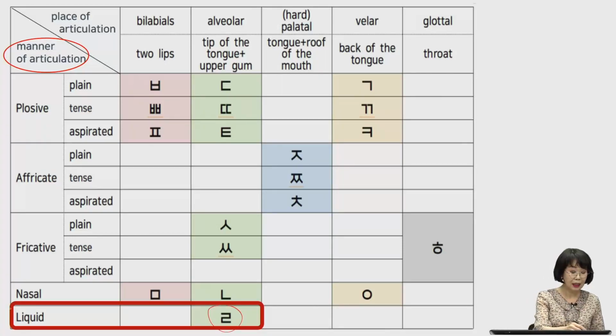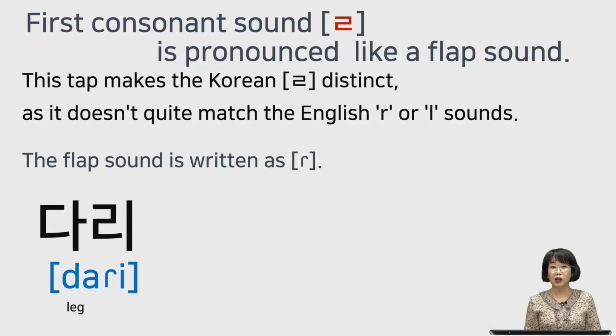ㄹ is a liquid. Only one character, ㄹ, is included in the liquid sound. The first consonant sound, ㄹ, is pronounced like a tap or flap sound in Korean. This tap makes the Korean ㄹ distinct, as it doesn't quite match the English R sound or the English L sound. The flap sound is written with this symbol.